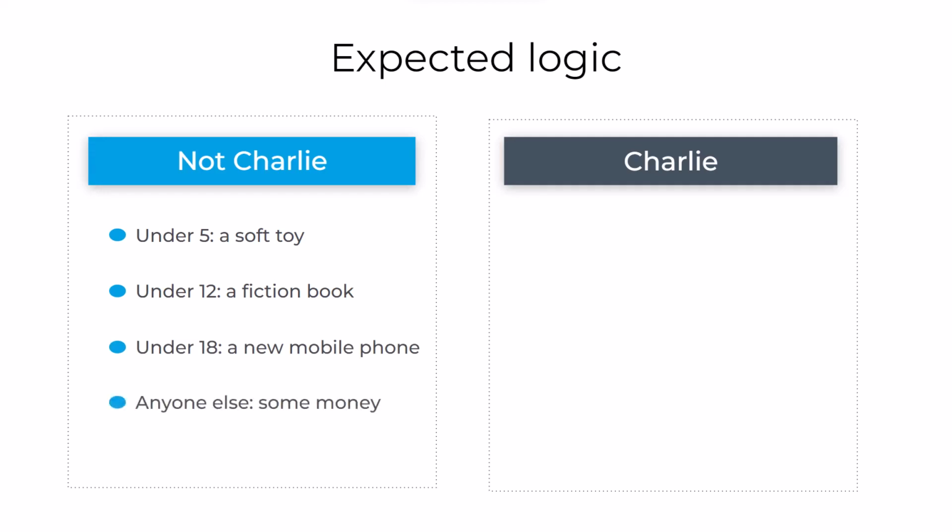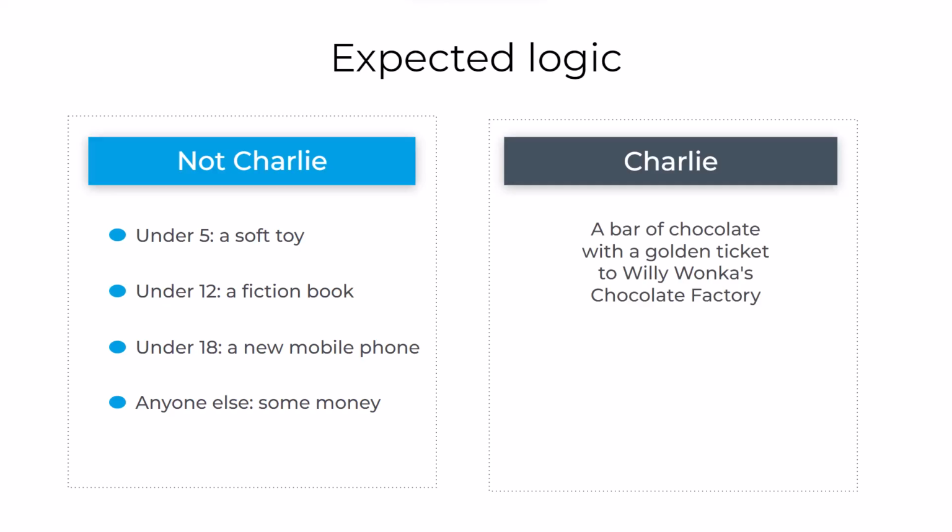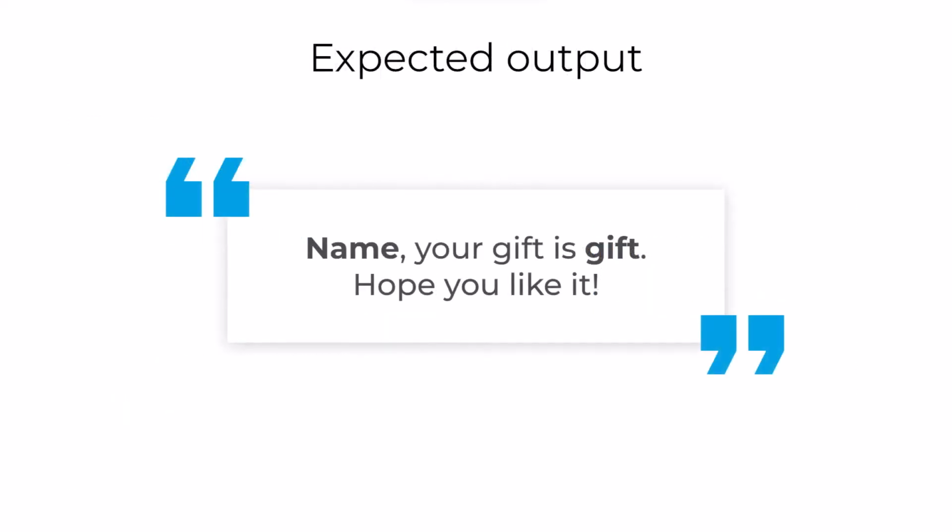Adolescents of 12 or older will receive a new mobile phone, and anyone else should get some money to buy whatever they like. If the recipient is Charlie, however, we have something special in mind. Charlie will get a bar of chocolate with a golden ticket to Willy Wonka's chocolate factory. Regardless of what gift they get, the output in the console should greet the recipient by name, tell them what their gift is, and that we hope they like it.